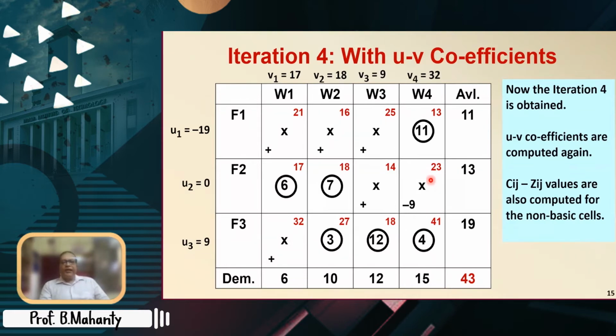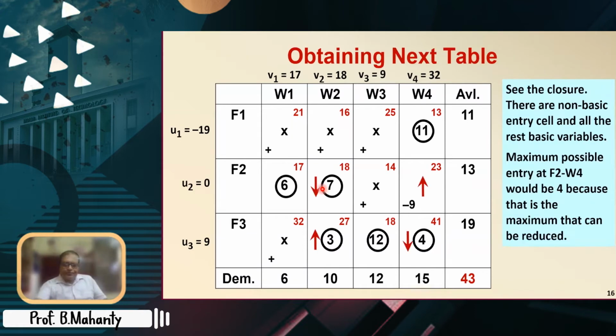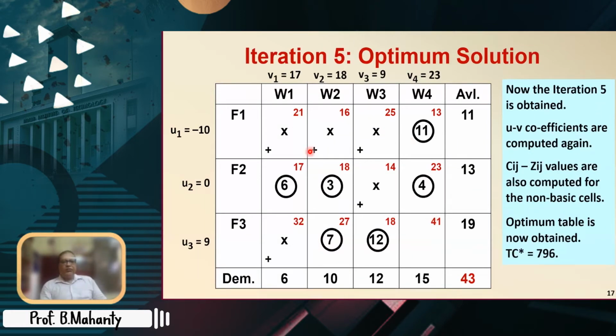F2W4, if you make some entry, which one should go down? Tell me which one will go down, F1W4 or F3W4? Yes, F3W4. Because if you take F1W4, you will find nothing else to increase. All right. So F3W4 is going to go down, and F3, this one will then go up, and this one will then go down. So that is going to be our new closure. And after getting that closure, then we get this solution.